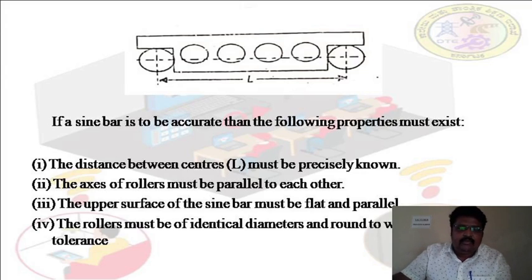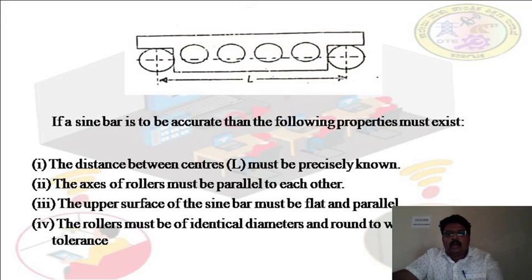Okay. If a sine bar is to be accurate, then the following properties must exist. That is, the distance between the centers must be precisely known, right? And the axes of the rollers must be parallel to each other. And the third one is the upper surface of the sine bar must be flat and parallel. And the fourth point is the rollers must be of identical diameters and round to within a close tolerance, right?